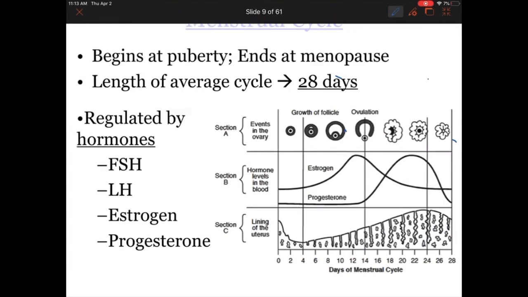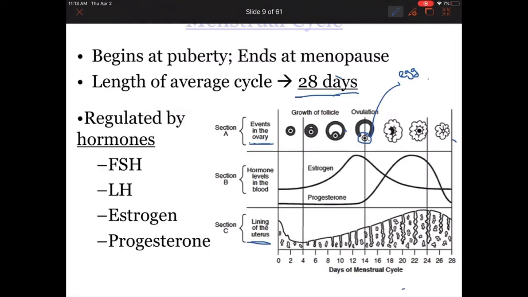Now, a menstrual cycle on average is 28 days. Remember, there's only one way to get averages. That means you have people who are above that and people who are below that. And it has several different pieces to it. So if you're looking at this graph, which is very overwhelming to look at for the first time, there are events that are happening in the ovary, which deal with the maturation of an egg. And then there are events happening in the uterus.